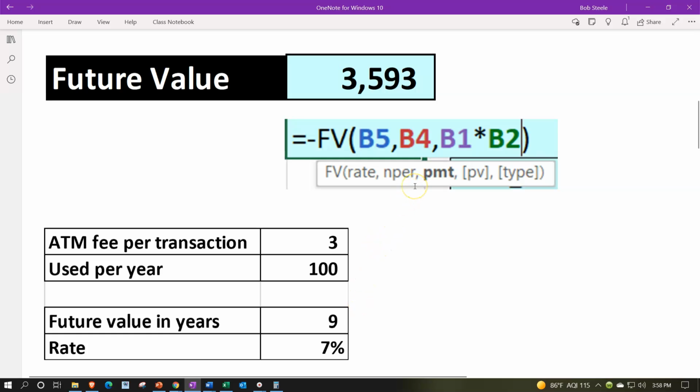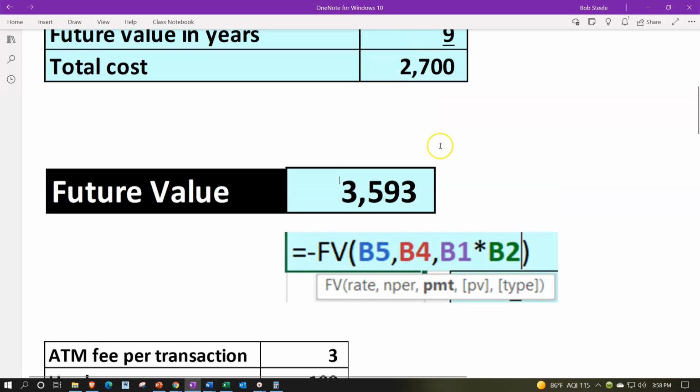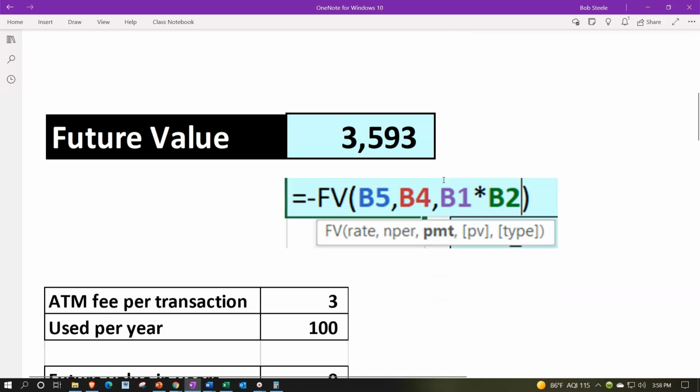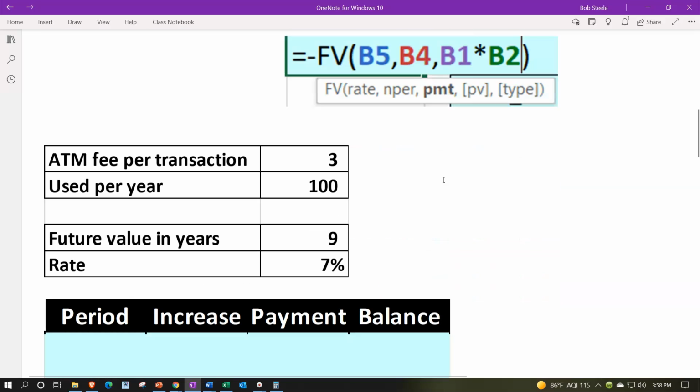And then, comma, we're going to take the payment amount. The payment amount we're going to assume is going to be the $100 times the 3 years, or $300 a year. That's why we have this little multiplication, 100 times 3, or 300, giving us the future value of the $3,593. The $3,593 is the future value we may have if we were able to basically take that $3 every transaction, which adds up to 300 a year over the 9-year period.